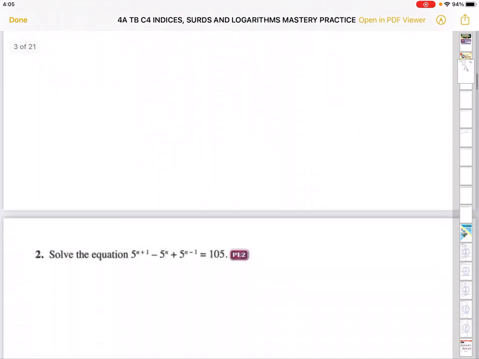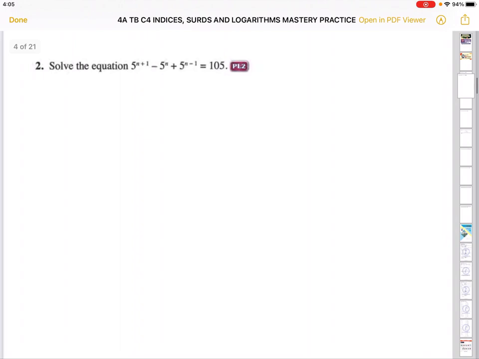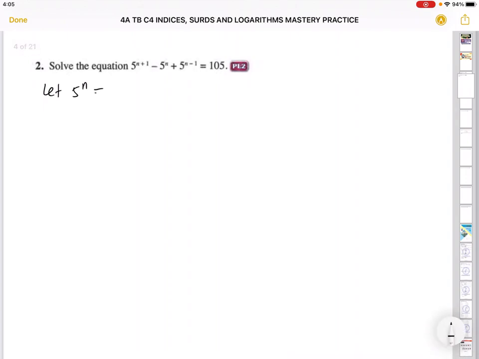Okay, moving on to question number 2, and you can see the similarity between question 1 and 2. And here, instead of having 3 terms, we have 4 terms. Alright, so we can still use substitution to solve. So first thing is, we know that we're going to let 5 power n become u, but we have to break this up. This will be 5 power n times 5 power 1 minus 5 power n plus 5 power n divide 5 power 1.